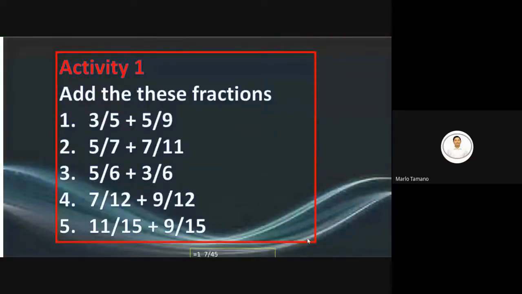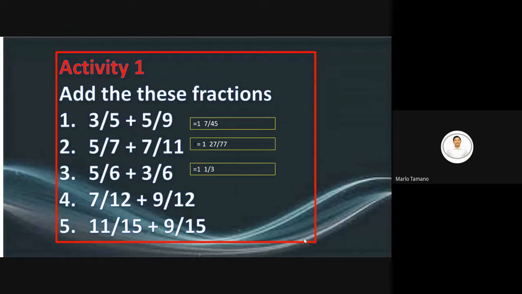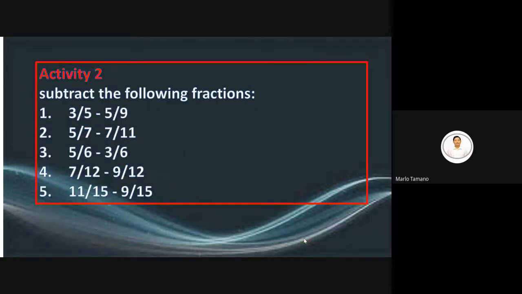Ayan. So our answer for number 1 is 1 and 7 over 45. Number 2 is 1 and 27 over 77. Number 3, 1 and 1/3. Number 4, 1 and 1/3. Number 5, 1 and 1/3. Okay. So, pakibilang po ang score ninyo, then your next activity to be done. Another 5 minutes? Sige, go. So, practice more. Sige, we still have an activity number 2. Meron pa. This is about subtraction of fractions.